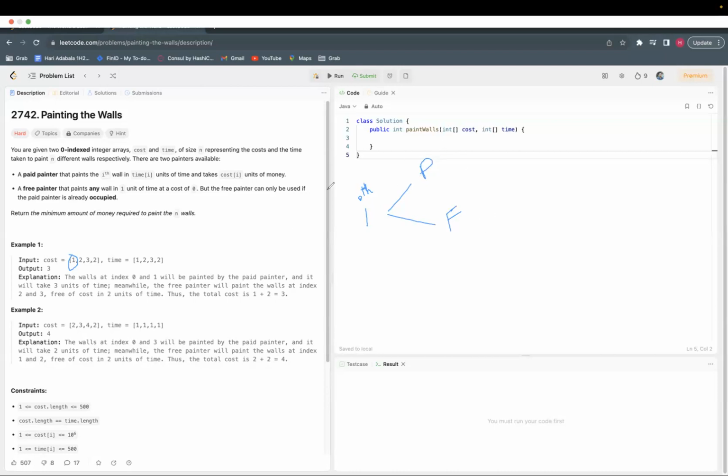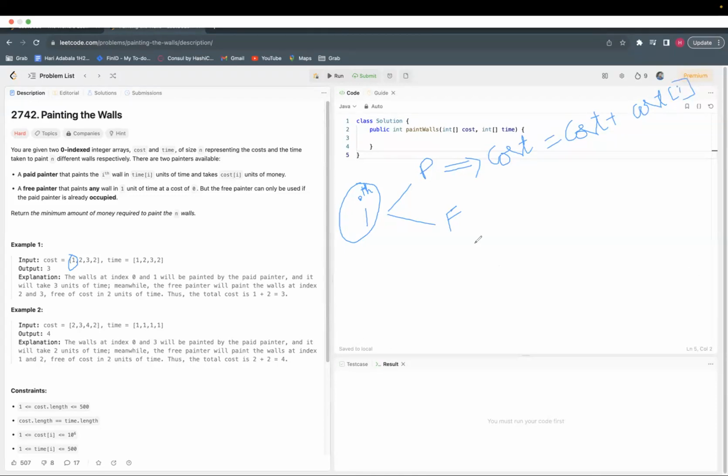If this particular ith wall is getting painted by the paid painter, then what is the cost? The cost will be the cost that we have till now, plus the cost at that particular index.